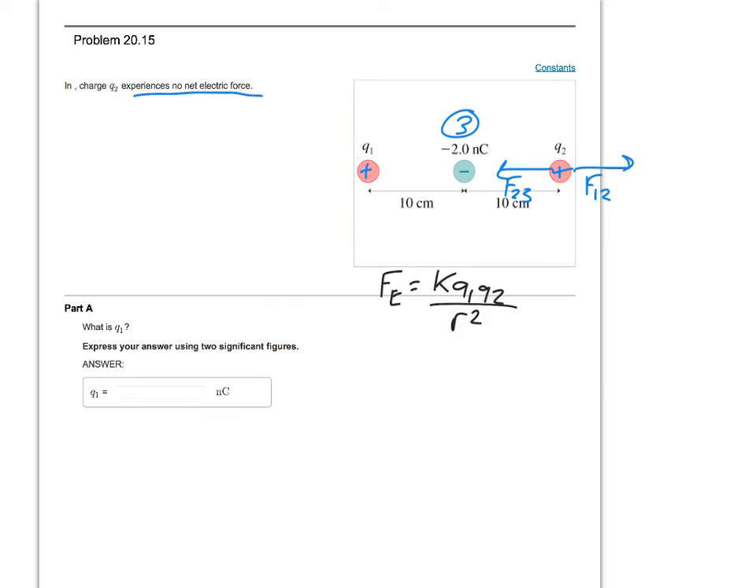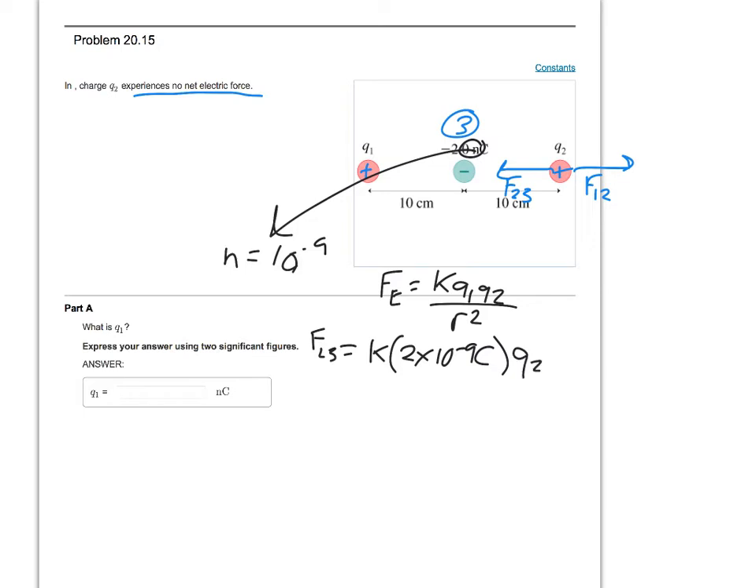Now that I've figured out what forces exist, I'm going to write an expression for the magnitude of those forces. So the force between 2 and 3 is going to be K times charge 2, which is 2 nanocoulombs, or 2 times 10 to the negative 9th coulombs, right? That nano just means 10 to the negative ninth, times Q2, all over the distance between them, which is 10 centimeters or 0.1 meters squared.